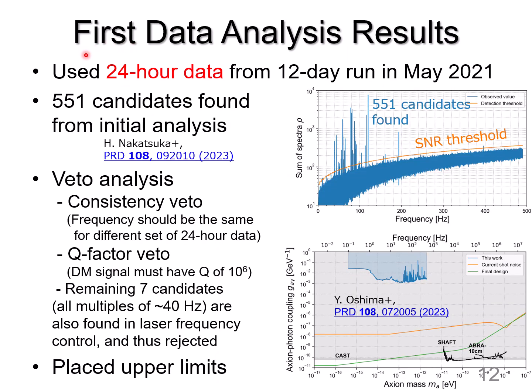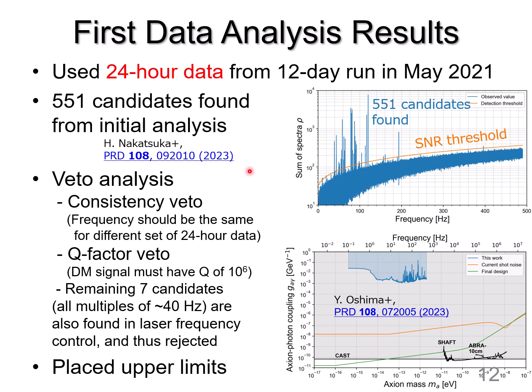Let me briefly explain our first data analysis result from the 2021 run. We used 24-hour data from this run, and from the initial analysis, we found 551 candidates, which looks like this. This is SNR as a function of frequency, and the blue one is the measured SNR, and the orange is the SNR threshold. So we found 551 candidates above the SNR threshold. This analysis method is outlined in this paper.